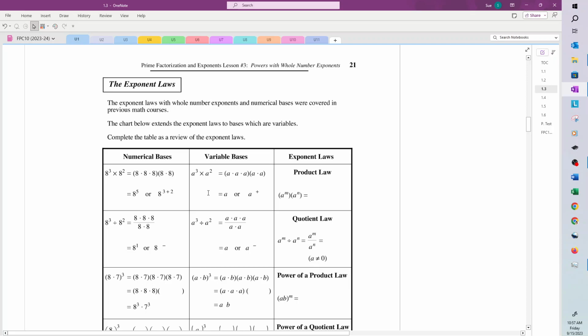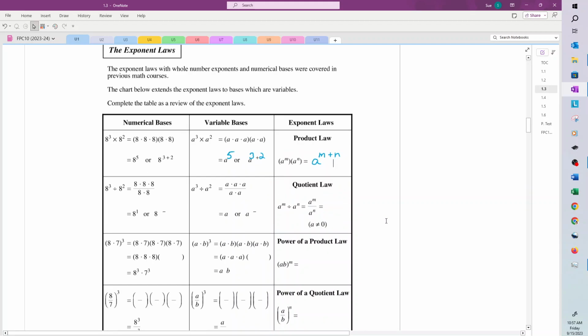When we do this with a variable base, same thing. We've got a times a times a times a times a. So that simplifies to a to the 5, just looking at it, but we get it by going a to the 3 plus 2. So the product law, and this is the one that we need to remember essentially, is that when we multiply powers with the same base, we add the exponents. So this is a to the m plus n, whatever m and n are.